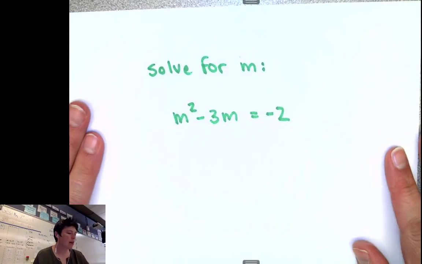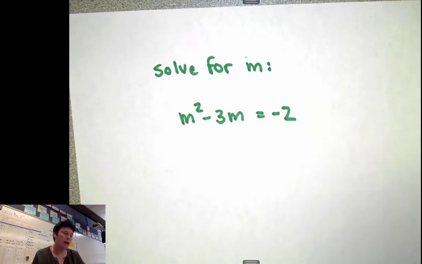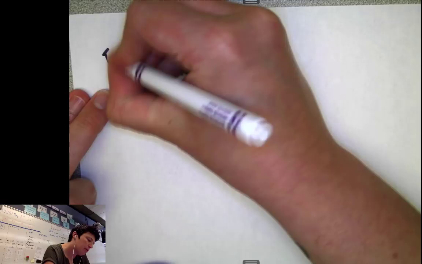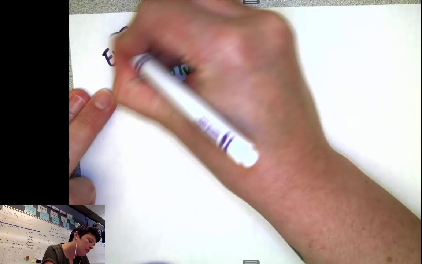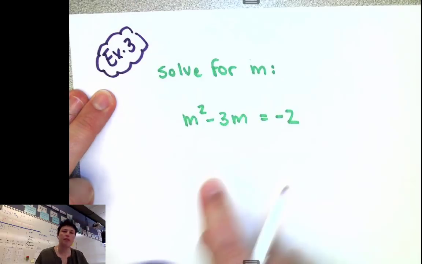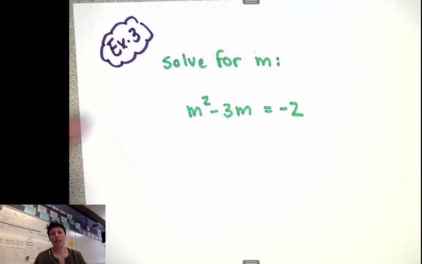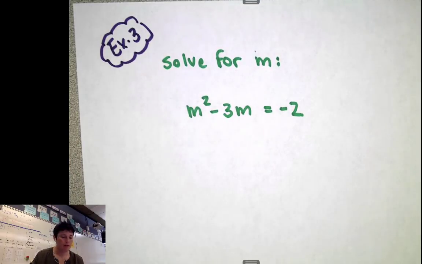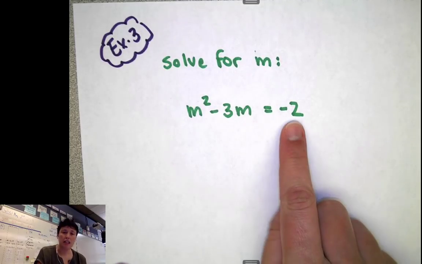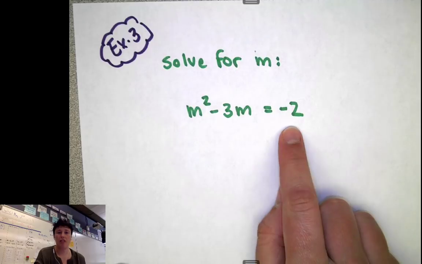So let's do one more, and this will be the last one for our video. We're going to do an example 3. And this time we are going to solve for m. So example 3. Solve for m. And the problem is m squared minus 3m equals negative 2. What do you think most people do by mistake? Most people forget to set it equal to 0. This is where mistakes are always happening.